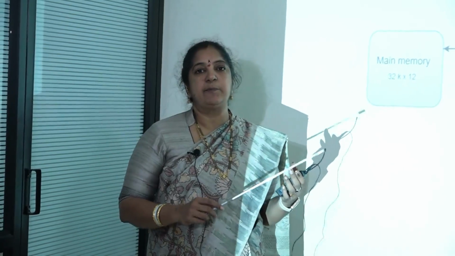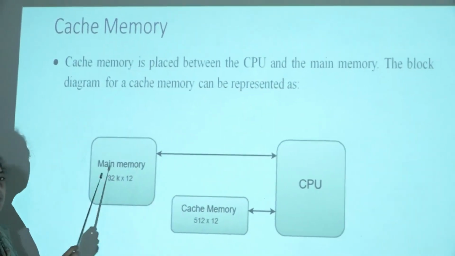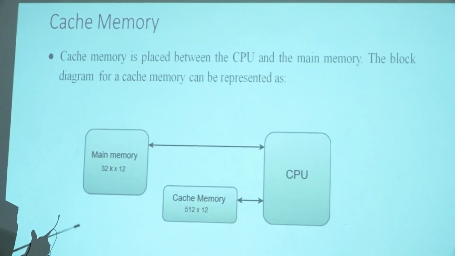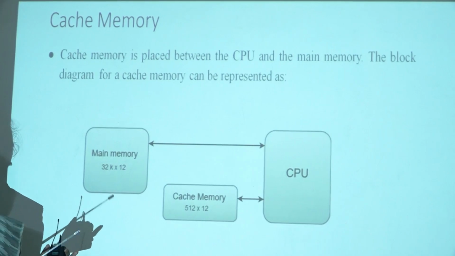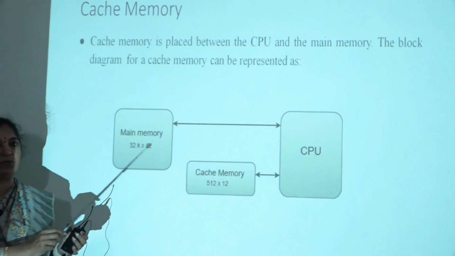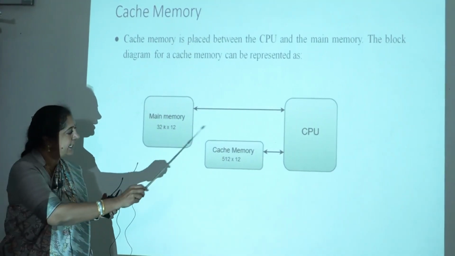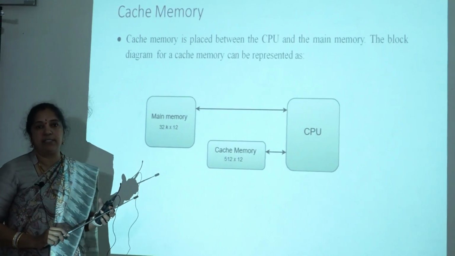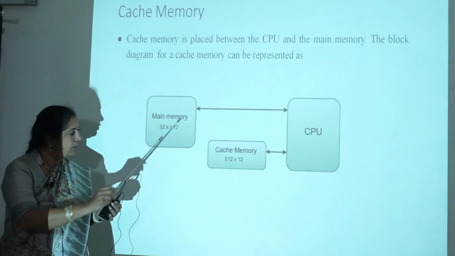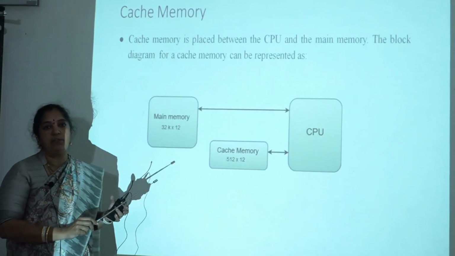To increase the speed of processing, we use cache memory, and it is placed between the CPU and main memory. Regarding the performance of cache memory, first the CPU will search for a word in the cache memory. If it is found, it is accessed and the execution continues. If it is not found in the cache memory, then it goes to main memory and searches for the word.